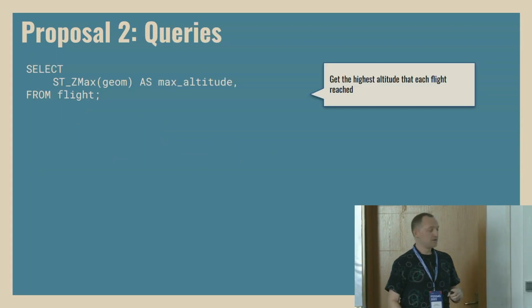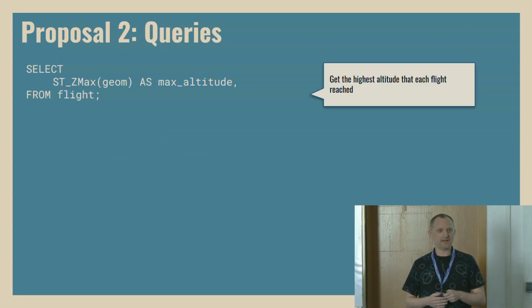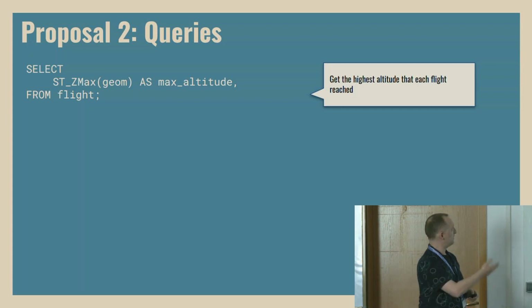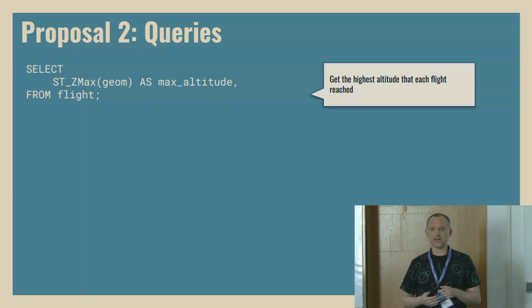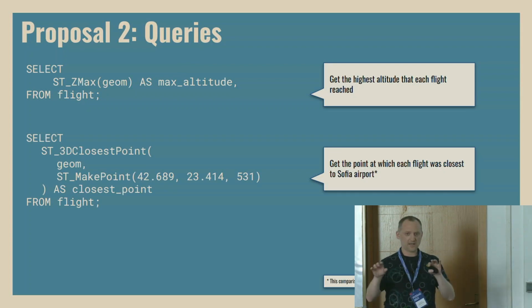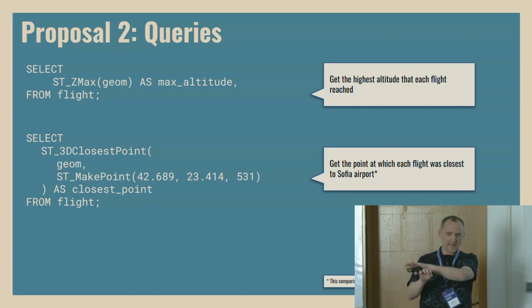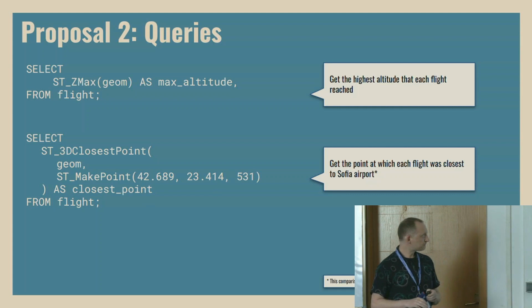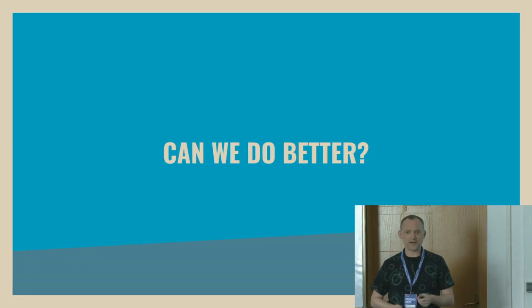And then we can do three-dimensional queries in PostGIS. So we can get how high each of those flights ever flew. Or we can do something like a three-dimensional distance between a fixed point and that three-dimensional path. Good. Can we do better?